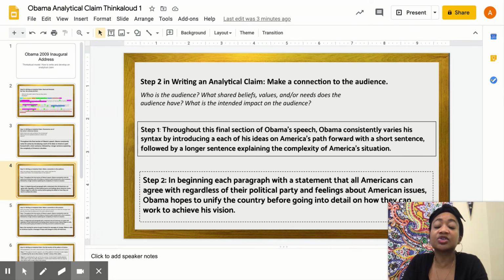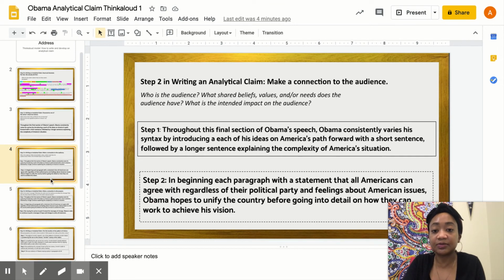All Americans are struggling under the weight of an economic recession, right? Millions of folks have lost their jobs, lost their homes. So Obama's got to find a way to bring everybody together regardless of political party. And that's how I summed up my step 2. In beginning each sentence with a statement that all Americans can agree with, right? Everybody can get on the same page, regardless of their political party and feelings about American issues. Obama hopes to unify this country before going into detail on how they can work to achieve his vision.